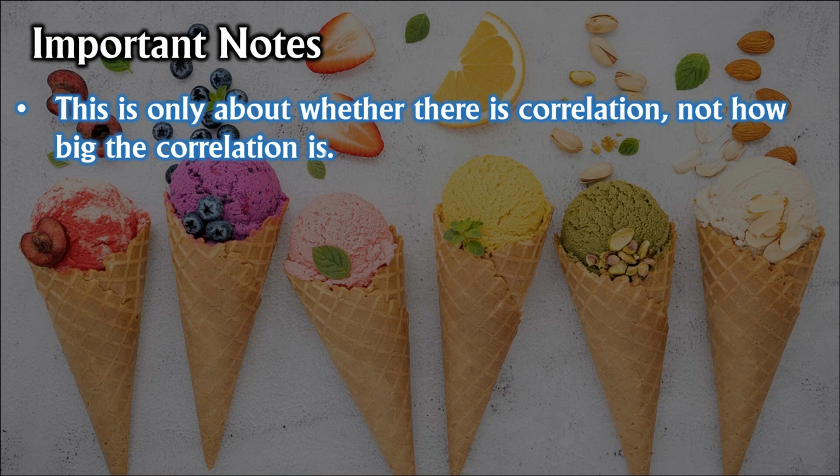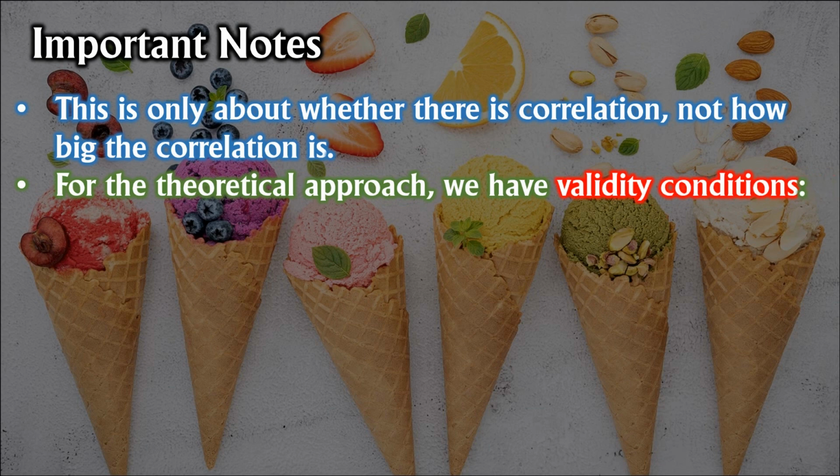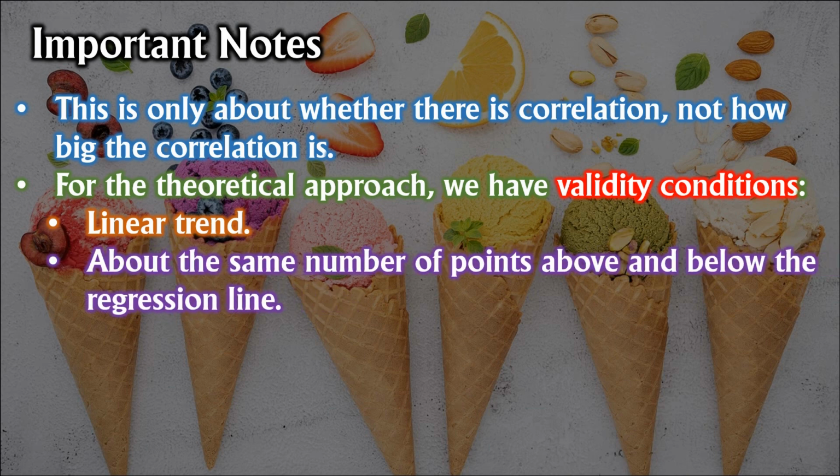There are validity conditions too, and with any theoretical approach, we need to make sure that those are met, whether we want to draw conclusions about the statistical significance, or if we ever want to use confidence intervals or anything. The validity conditions here are threefold. First, it needs to be linear. It needs to appear to at least have a linear trend. Second, you want to make sure you've got about the same number of points above your regression line and below the regression line, that there's a balance there.